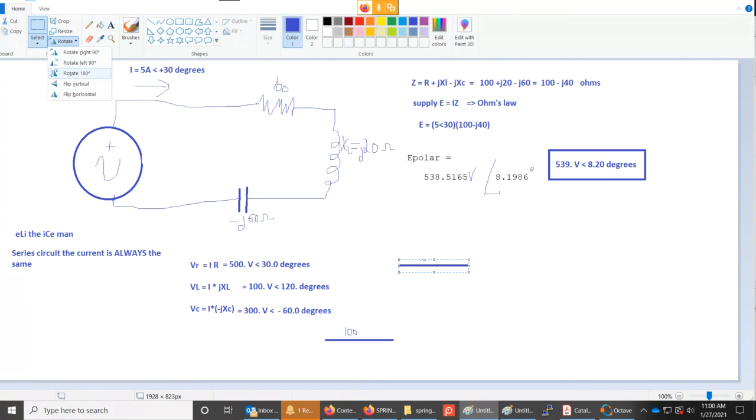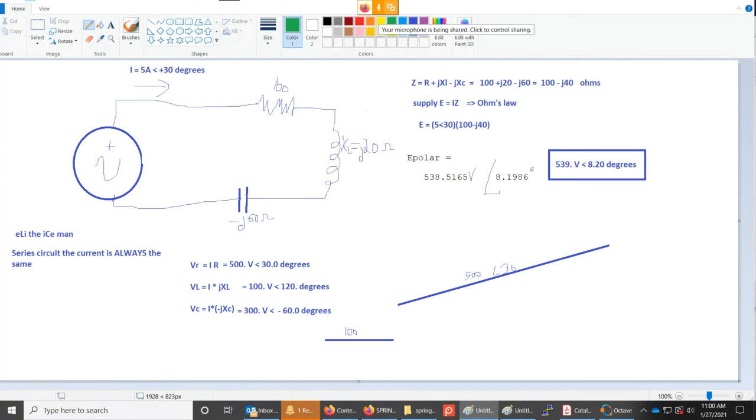So can I rotate this? Yeah, I can't rotate this to exactly 30 degrees with this software, which is a bummer. So it's just not going to work. But I'll just try to sketch it by hand. So that's not 30 degrees. Okay, so let's say that's about 30 degrees. So this is 500 at an angle of 30.